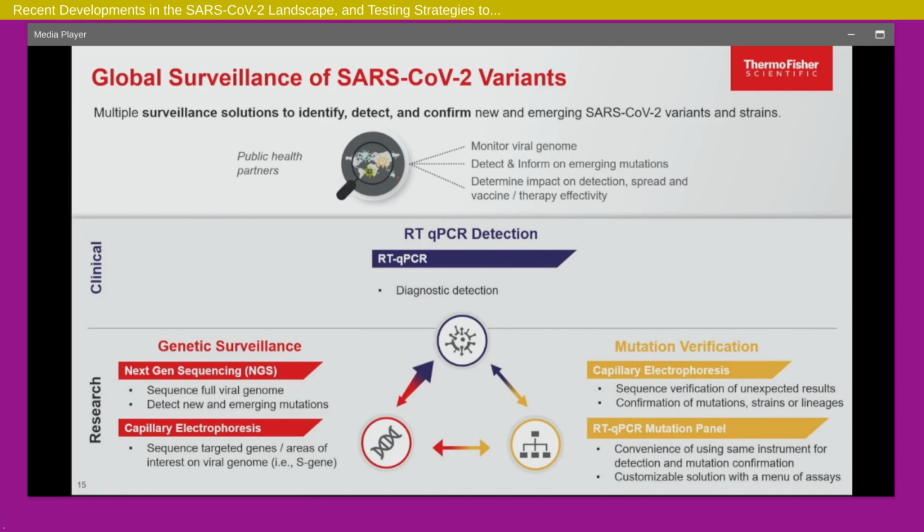When you now start looking at the right side of the triangle, you get into that hybrid situation of testing and surveillance. We have a couple of technologies that I'm going to talk about. One is that we can confirm the mutation and do mutation verification by specific technologies. Then you have capillary electrophoresis, which is Sanger sequencing. And then you have the mutation panel, which I'm going to talk a little bit more about today.